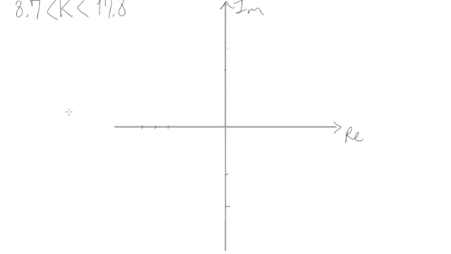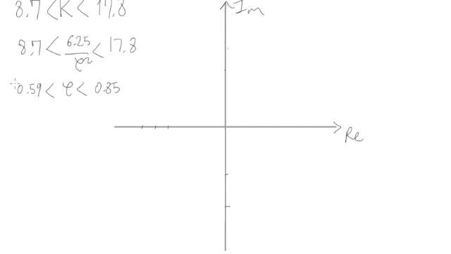So we know that our design parameter k is related to the damping ratio. So we can write the same equation here, 6.25 over damping ratio squared. So 17.8, 8.7. I can easily work this inequality out to be 0.59 and 0.85. So a simple math trick will give me this interval. That means for these k values, the damping ratio of my system is between these two values.